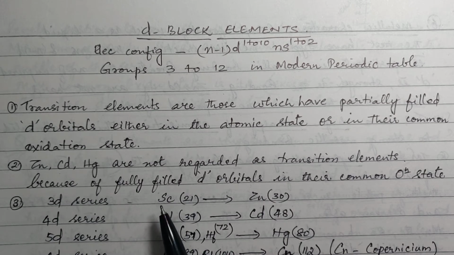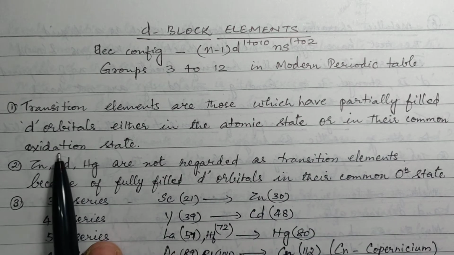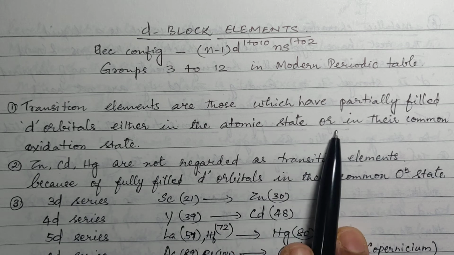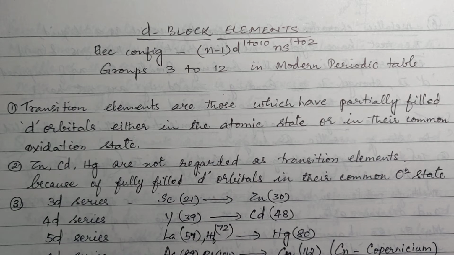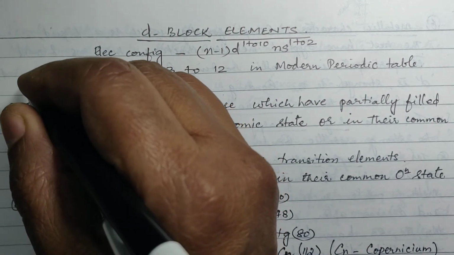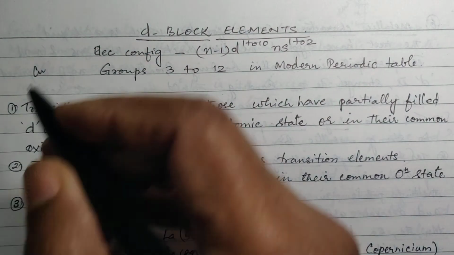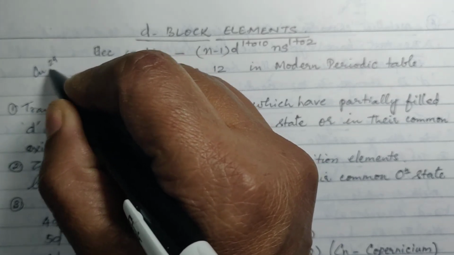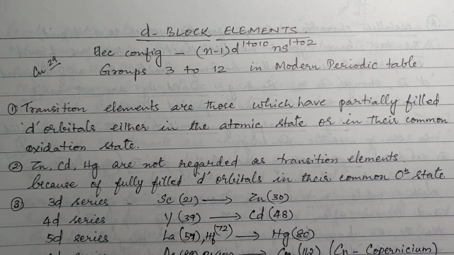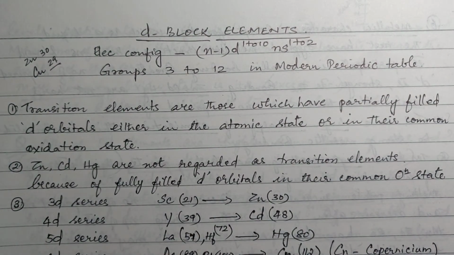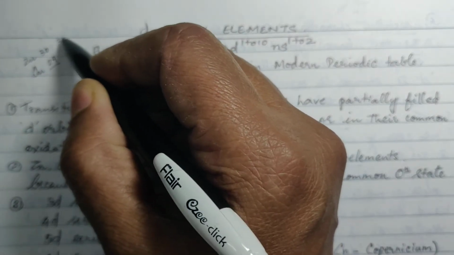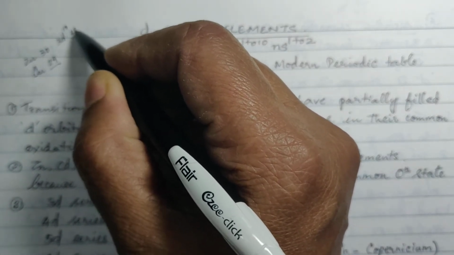Now, how do you define transition elements? Transition elements are those which have partially filled d orbitals either in the atomic state or in their common oxidation state. Okay, say for example, if you are considering copper. Now, in the case of copper, it is having atomic number 29, and in the case of zinc, which is having atomic number 30, you will find that this is 3d10 4s2.